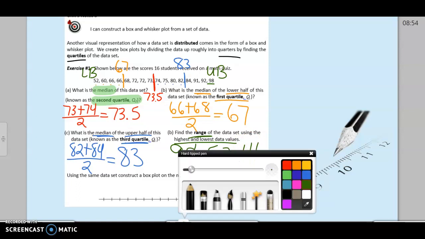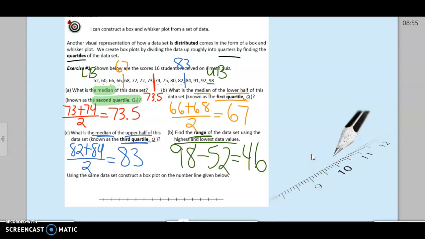So we talked about it with the histograms last time. We've got to try to figure out an appropriate interval, okay? Our lowest data value is 52. Our highest is 98. So basically, we got to go from 50 to 100. Now, I've got you a little line down here with some tick marks on it. Let's count them out. 1, 2, 3, 4, 5, 6, 7, 8, 9, 10, 11, 12, 13, 14, 15 tick marks.